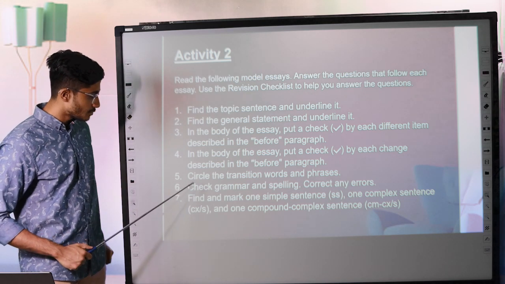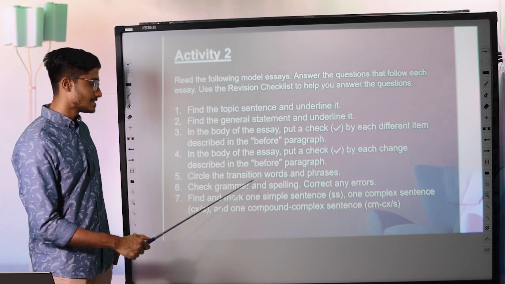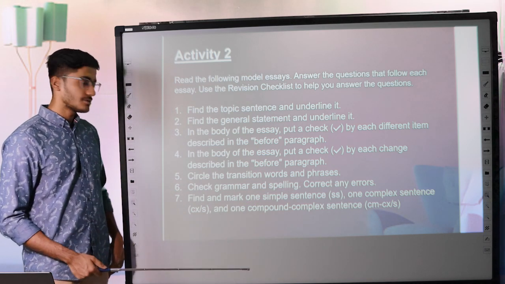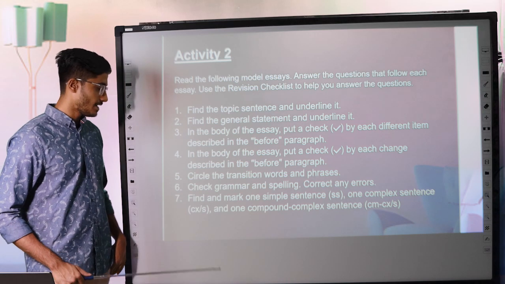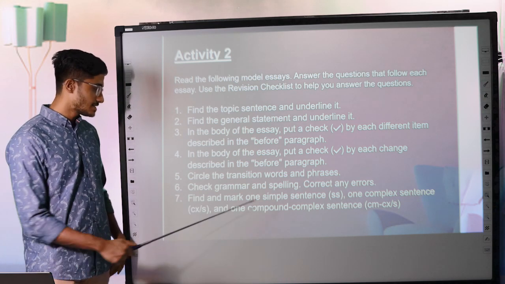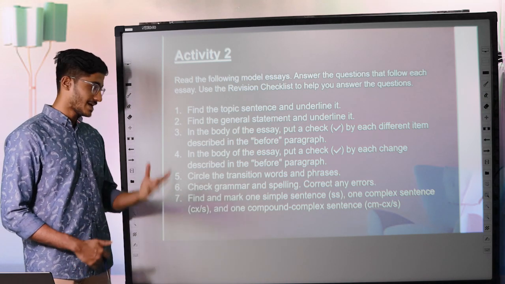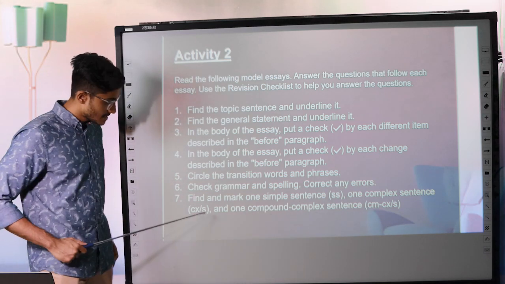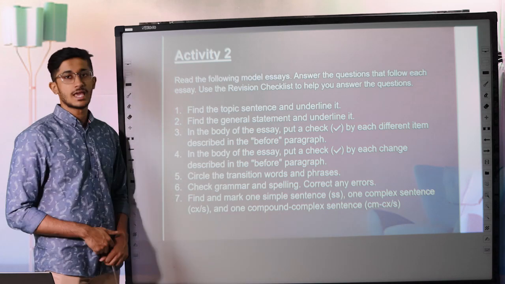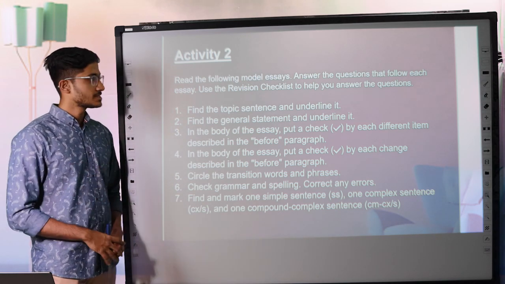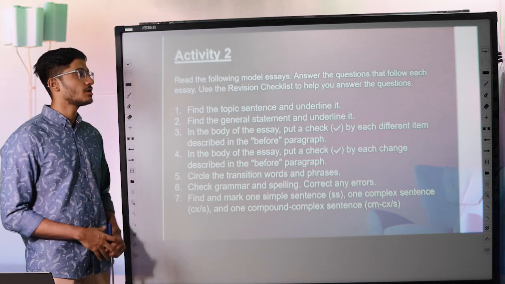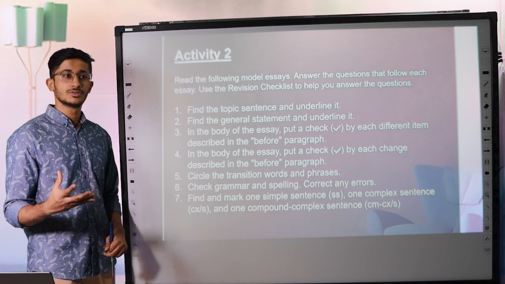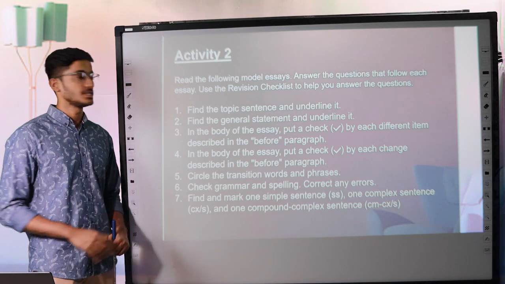And then lastly, we have circle the transition words and phrases, similar to the previous one. Check for grammatical errors and correct them if there are any errors, and find a simple sentence, a complex sentence, and a compound sentence. And you can just label them with SS, CXS, and CMCXS. So this is just a small practice work for you guys, and this should enable you to understand how you should be revising your work.